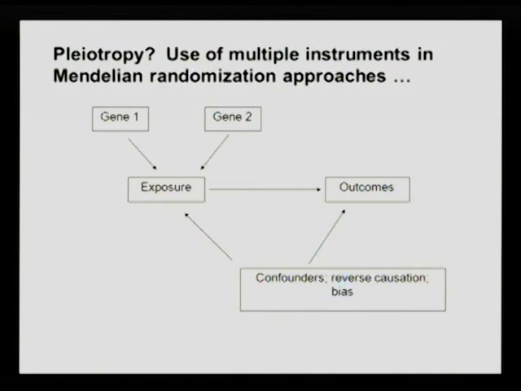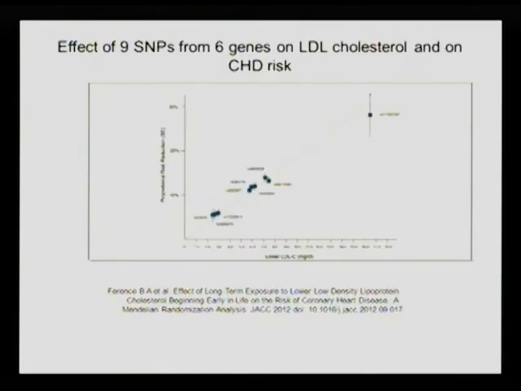If you look at the effect of both those genes on your outcome, and if they're both related to your outcome, that suggests that vitamin D is probably important and it's unlikely to be explained by pleiotropy, particularly if you have lots and lots of genes which are all showing the same effects. And an example of that is this nice study on LDL cholesterol and heart disease risk.